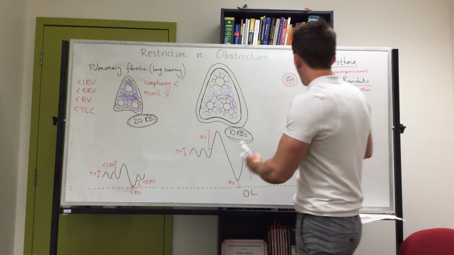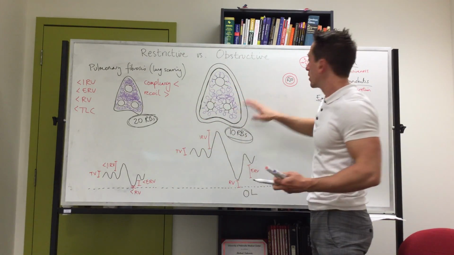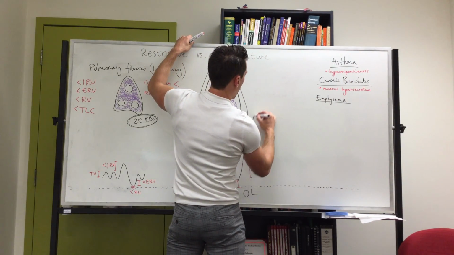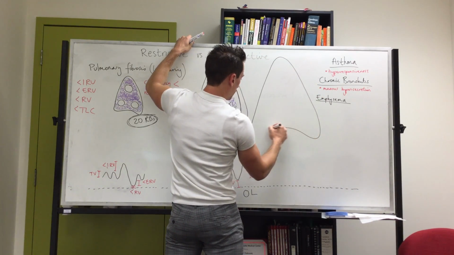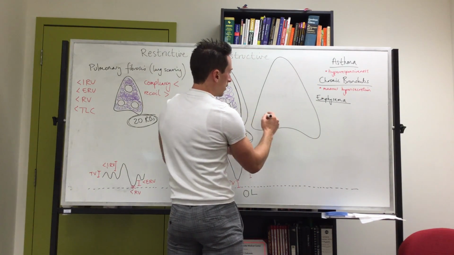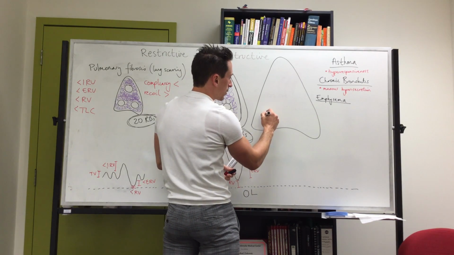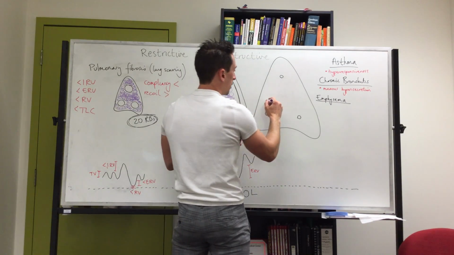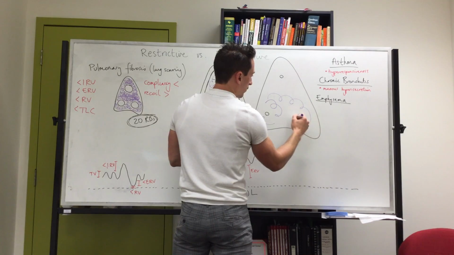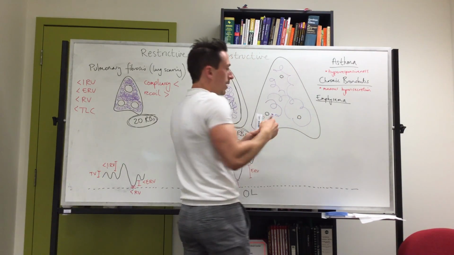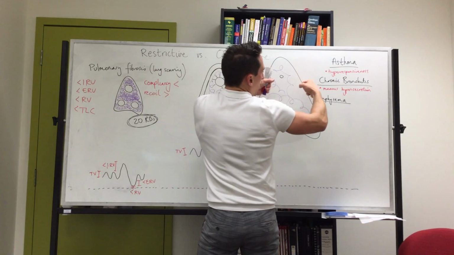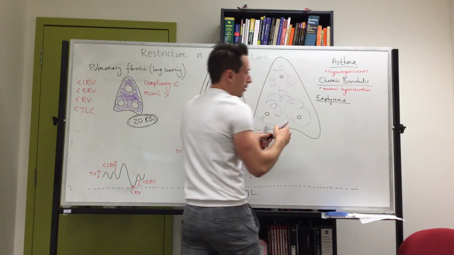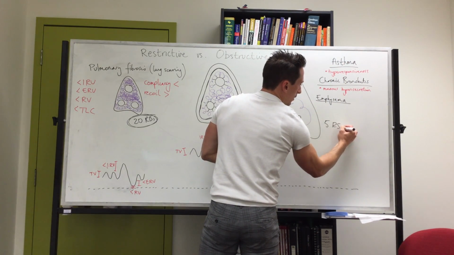So if we were to draw up a lung of somebody with an obstructive disease, the lung is going to be larger, and the airways are going to be smaller because it's an obstructive disease, and the elastic tissue is going to be reduced. Again, what does that mean? It means that when you pull on this lung tissue, it's going to be quite stretchy, just like you would with about 5 rubber bands or elastic bands.